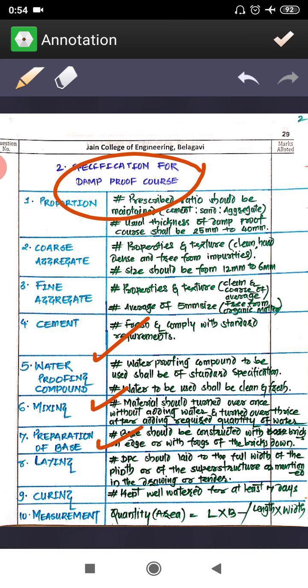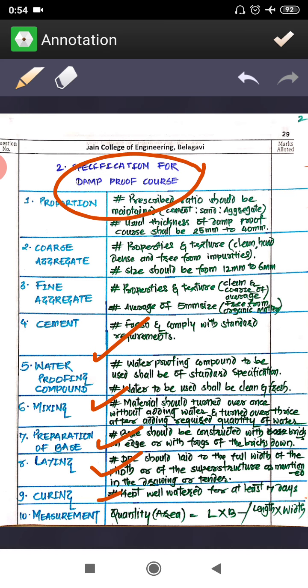Over that brick base, you are supposed to lay the concrete or DPC. I have written here how the laying should be done. The DPC should be laid to the full width of the plinth or of the superstructure mentioned in the drawing and design. Whatever width there is, to that width and to that thickness you are supposed to lay the DPC. And curing: at least 7 days you have to cure it compulsorily. More than that is preferable, so you have to write that. Keep in mind that it should be cured for 7 days.